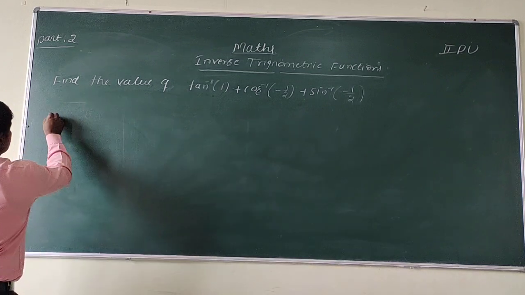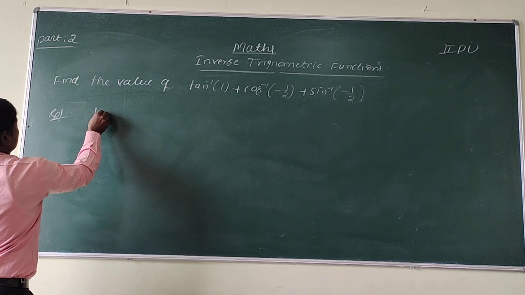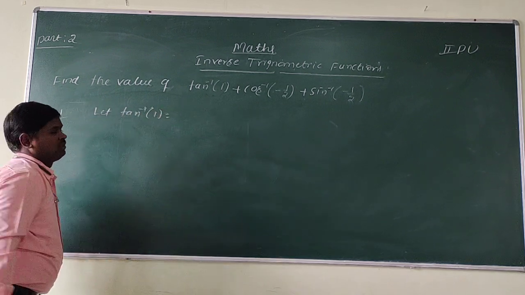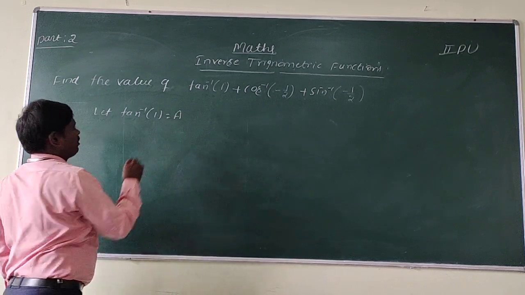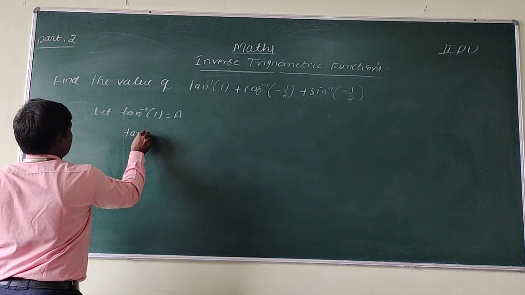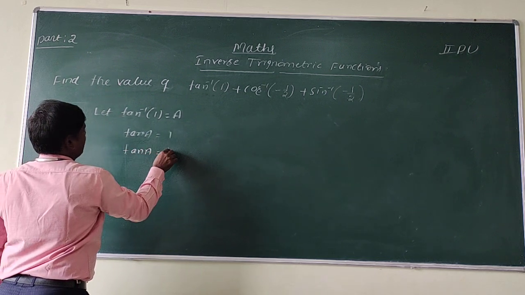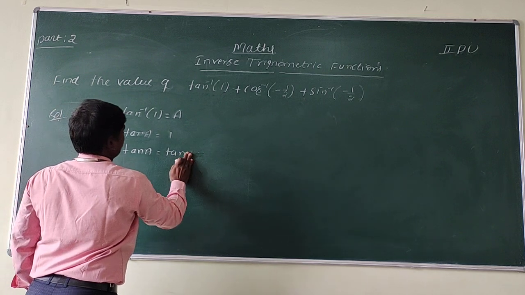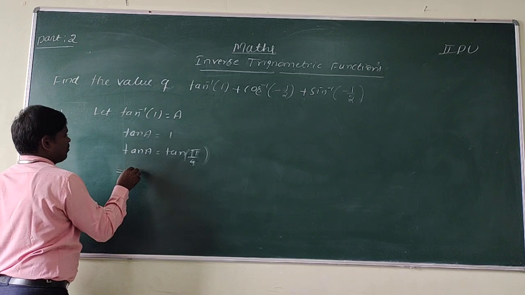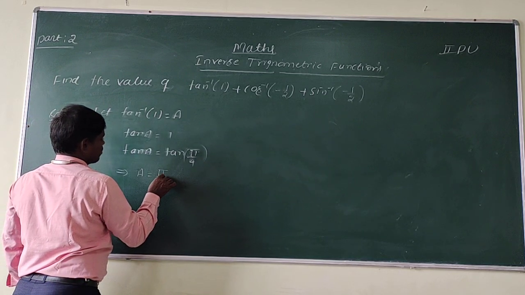Okay, so solution. First one is tan inverse of 1, taken as A. So tan A is equal to 1. That implies tan A is equal to tan 45 degrees, tan pi by 4. So this implies A is equal to pi by 4.